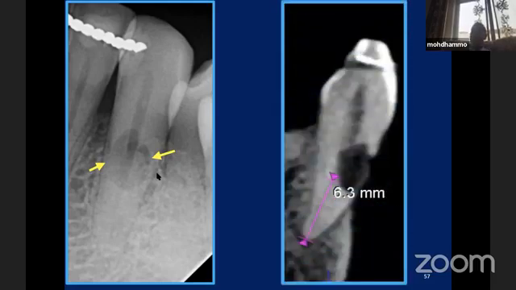And every time I take a CBCT, sometimes I was shocked, because like in this case, we have a resorption here, and this resorption caused the perforation of the tooth. So don't rely on two-dimensional X-ray, and if you have resorption, always think about the CBCT.